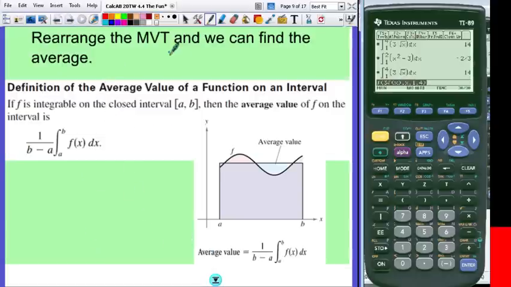So we can rearrange the mean value theorem to find the average, because we might just actually want to find that average, and the way to write that is 1 over b minus a times the integral of f of x from a to b. So I want to find that average. That tells me the average value of that y.